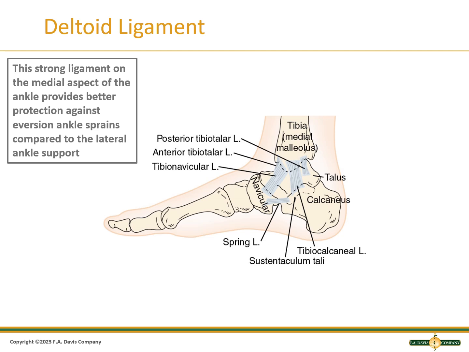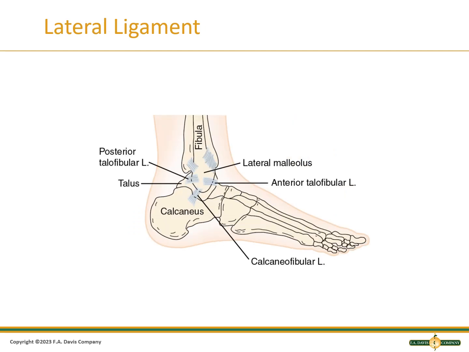But the most important thing to understand from this is that we have greater support on the medial aspect of the ankle. And so we have eversion sprains happen less commonly than inversion sprains because of the support provided through the deltoid ligament. Lateral ligaments, so we've got our posterior talofibular, our anterior talofibular, and our calcaneofibular.